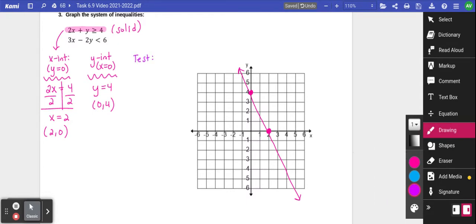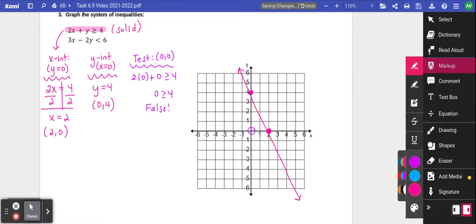So let's test the point (0, 0). Again, you can test any point. Technically, I like to test (0, 0) because it's super easy to plug in. If I plug in (0, 0), I get 2 times 0 plus 0 greater than or equal to 4. So I have 0 greater than or equal to 4. Well, 0 is not bigger than or equal to 4, so this is false. That means I'm going to shade the other side of the line. So I'm going to shade this side over here.